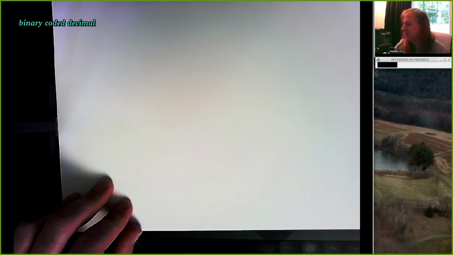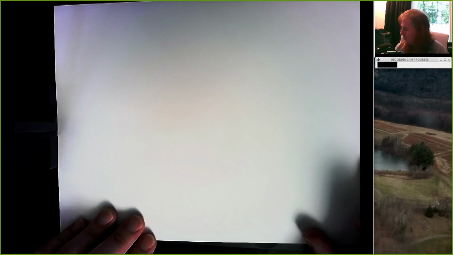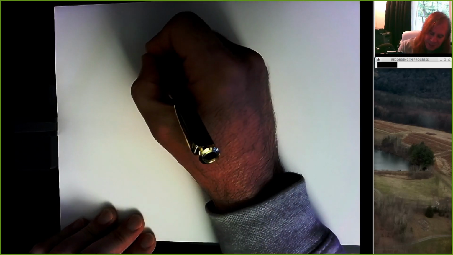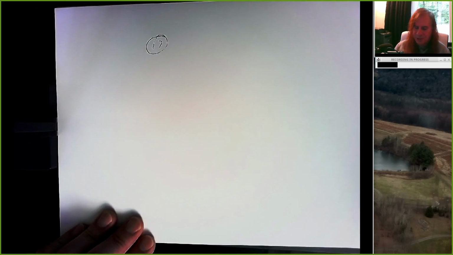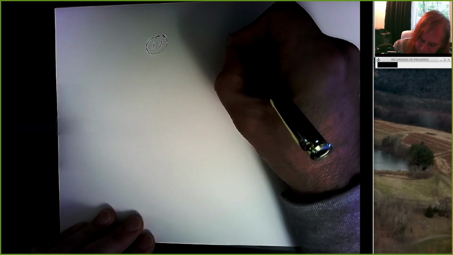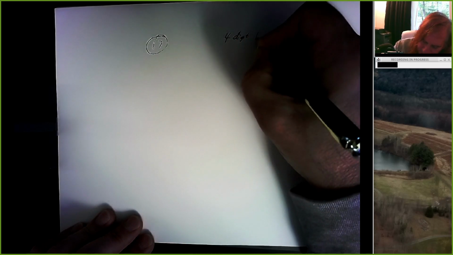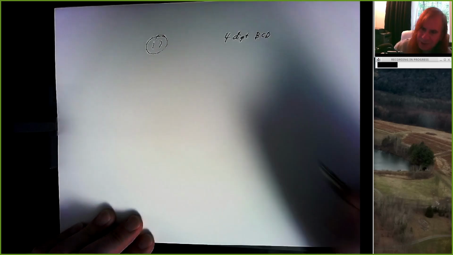Alright, so one more extension of this, binary coded decimal. This is yet another way that we can store numbers in binary, that we can represent numbers in binary. So suppose I want to represent the number 17. So we can say we're going to do 4-digit BCD, binary coded decimal.